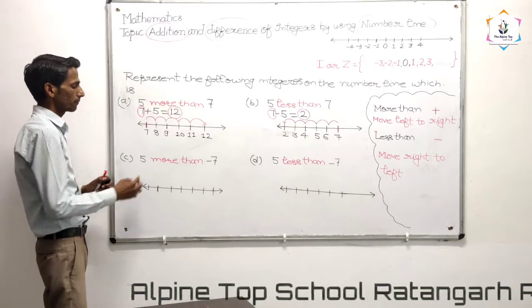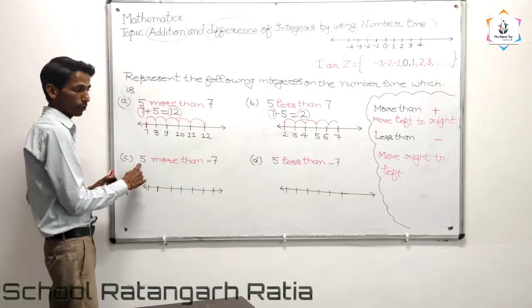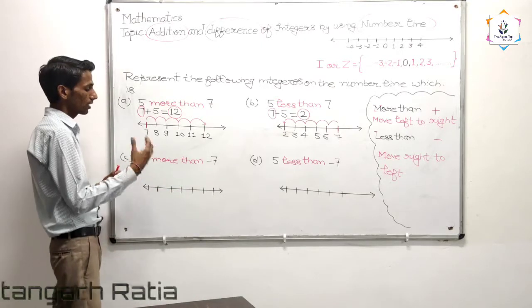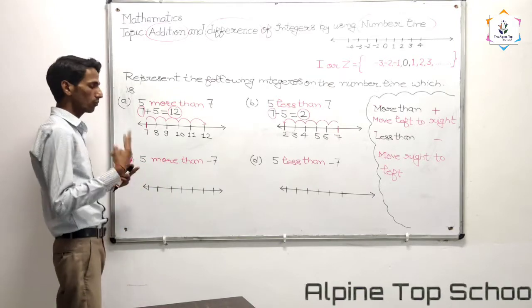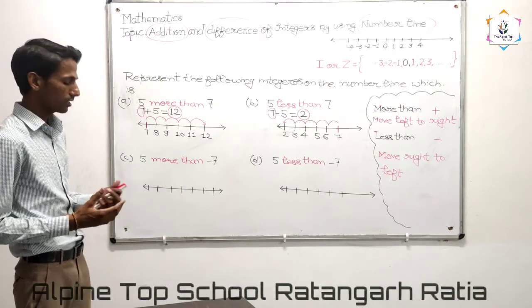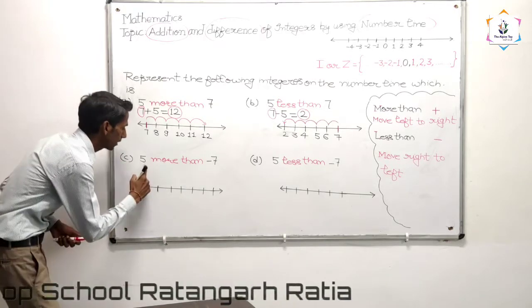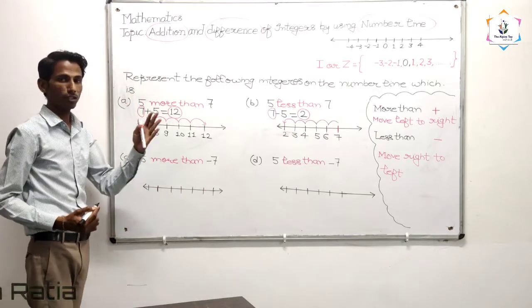In part C there are two integers 5 and 7, but 5 is positive and 7 is negative. It means now we are going to use the addition concept for two integers. Out of these two, one is positive and one is negative. What will happen in this case? Just see, 5 more than minus 7. We need a number which is 5 more than minus 7.